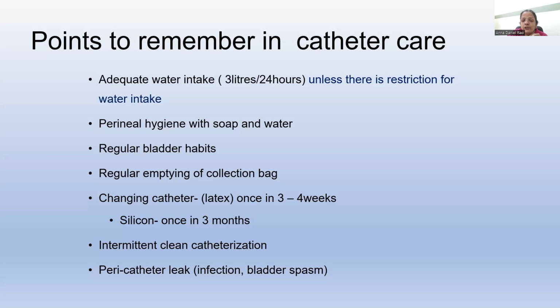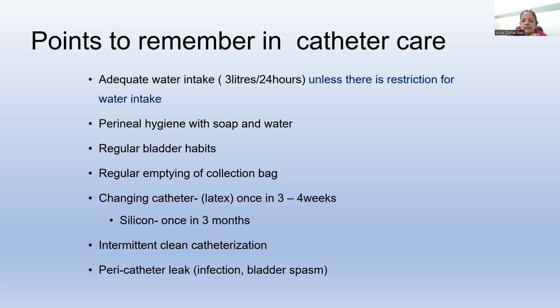Changing of catheter: if it is a Foley's catheter, then it is once in 3 to 4 weeks, and if it is a silicone catheter, then it is once in 3 months. But of course, we have to see to it that there are no deposits in it, and no signs of impaction in the catheter, the urinary bag or the extension tubing.